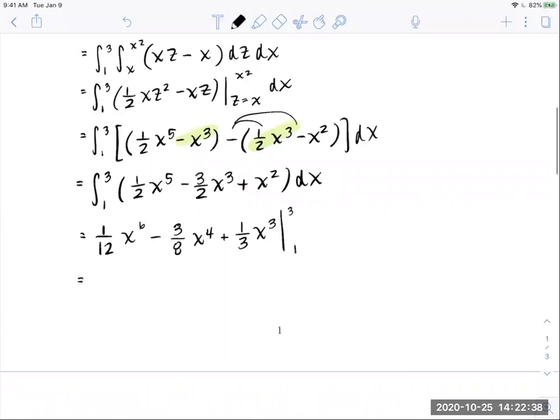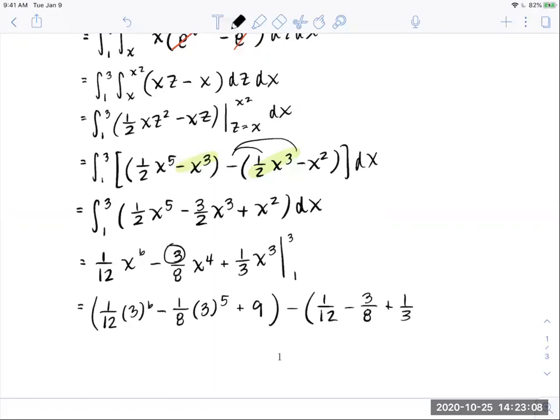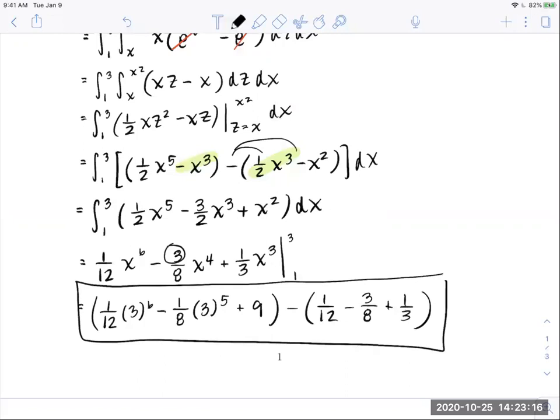So this is 1/12 times 3 to the 6th, minus 1/8. I'm going to write this as 3 to the 5th, so I'm including that 3 there. And actually this one will just be 9, since 1/3 times 3 cubed is just 9. Minus evaluating at 1, which is a 1/12 minus 3/8 plus 1/3. And I tell you what, I'm not even going to spend any time simplifying this. It's ugly enough. Just going to leave it right like that.